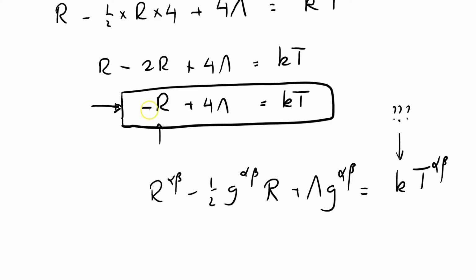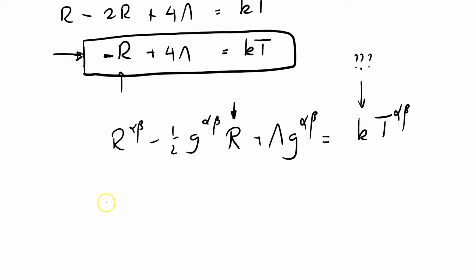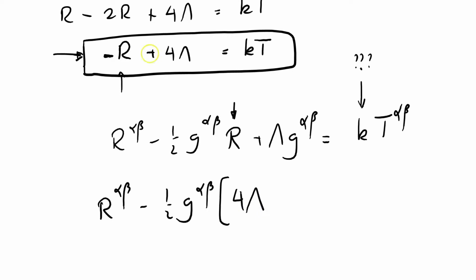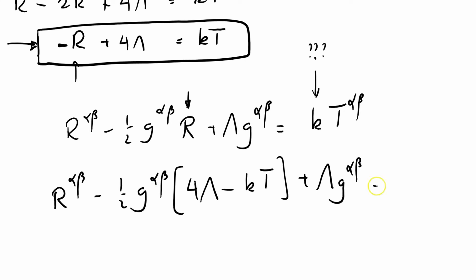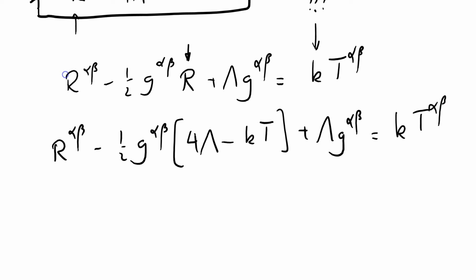So what I'm going to do is to use this equation here and substitute for the value of the Ricci tensor there. R alpha beta minus a half g alpha beta times R, which is 4 cosmological constants, this is on the other side, minus k scalar T, plus cosmological constant times g alpha beta, equals this k T alpha beta, and we'll see how this equation works out.